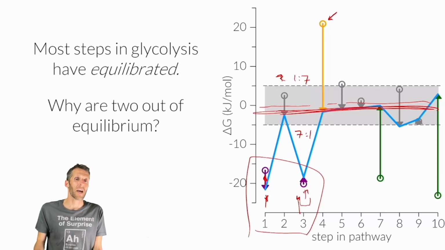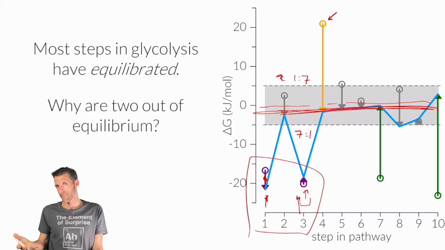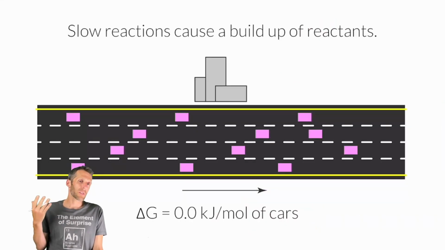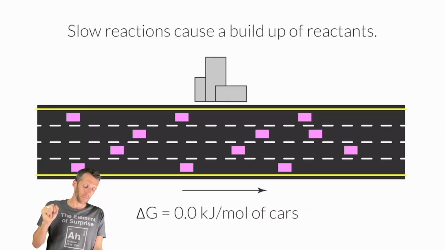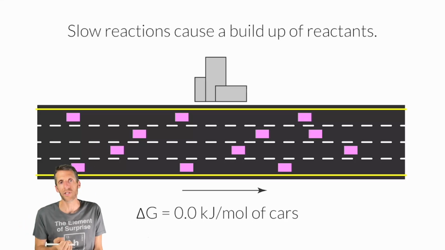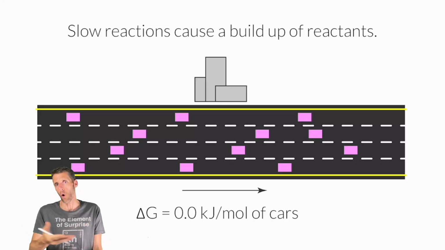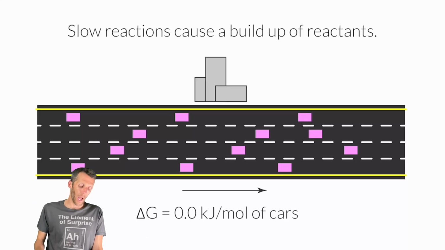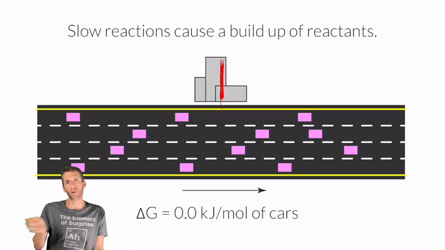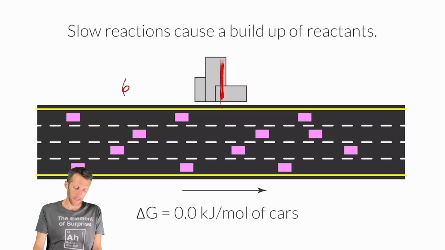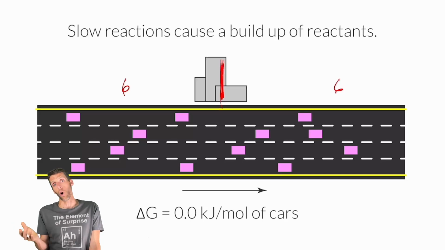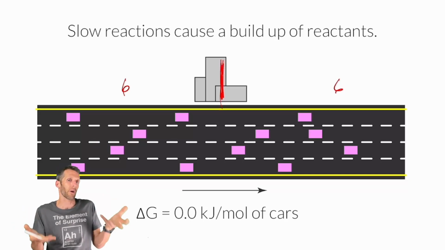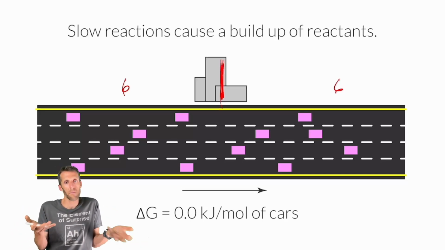Why are these two reactions out of equilibrium when the other ones aren't? Well, remember, I talked about this when I talked about concepts of metabolism, if you've seen that video. But basically, I talked about how slow reactions cause a buildup of reactants. And I use the analogy of cars driving along. If we imagine we have a highway that has a city, and we ask how many cars are on the left and the right-hand side of that city. If there's plenty of room for all the cars, we would basically say, well, there's going to be the same number of cars. There's 6 on the left, and there's the same number of cars on the right. So the free energy for cars, right, the difference in the population on the left and the right of the city is the same. So we have a free energy of 0.